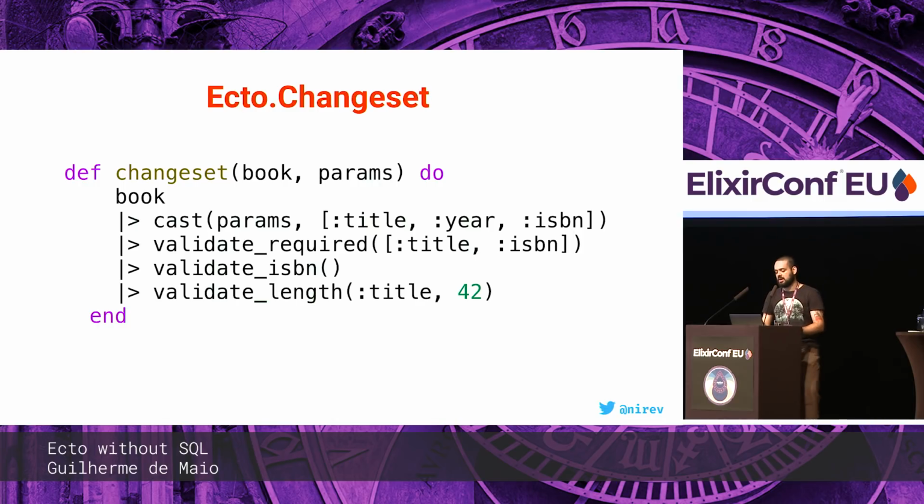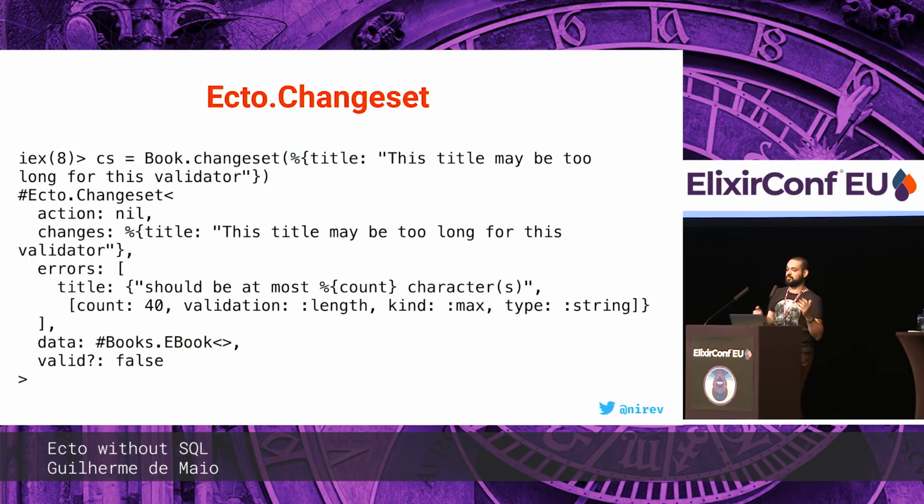And when you go through that, what you have is a data structure that represents your data and the changes. So if you look at what a changeset has, it has the original data that you used to create it, and it also has the changes. So if you try to create a changeset for a book and the title is too long for this validator, the change is there. If you look at the data, it's empty and you have the new title. And since I added that dumb validator, I also get the errors. It's structured in such a way that you can build the error message: that field title should be at most 42 characters. So that's it.